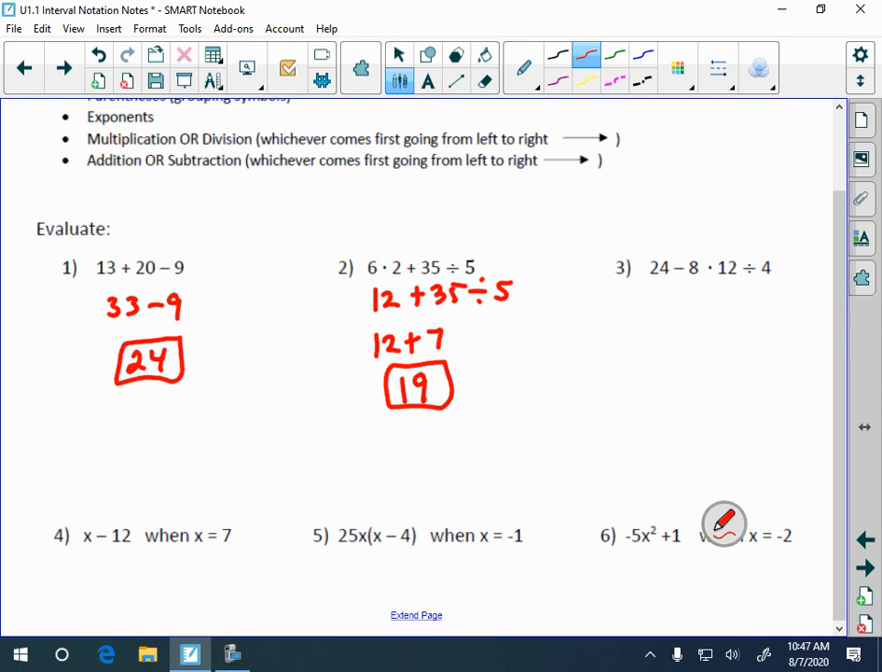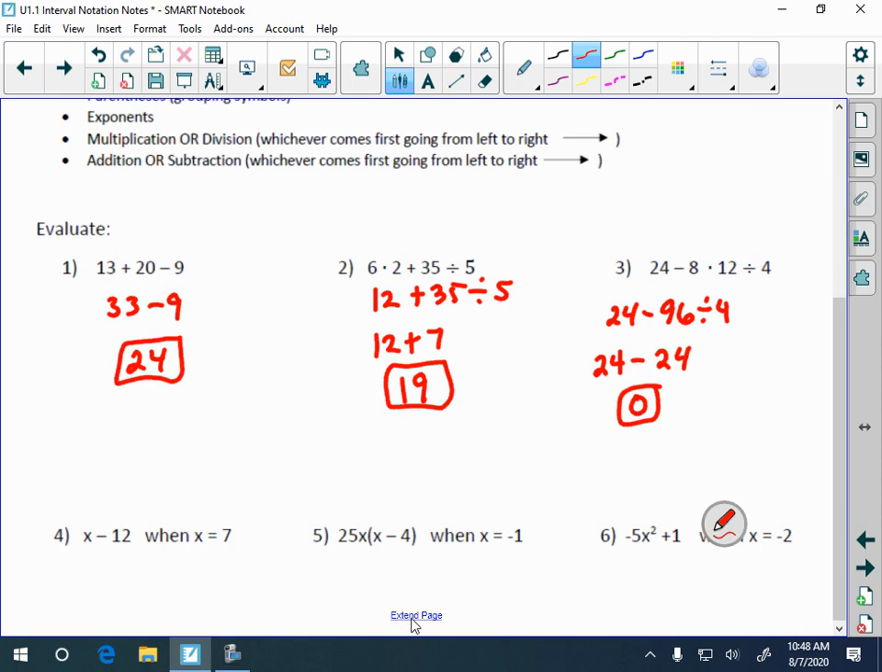All right, 3. There's a multiplication, a subtraction, a division. So we have to do the multiplication first. So 8 times 3, so it'll be 24 minus, and then 8 times 12, it's going to be 96 divided by 4. All right, and then we have to do the division before subtraction, so it's 96 divided by 4. All right, and so that's going to be 24. All right, and then 24 minus 24 is 0.